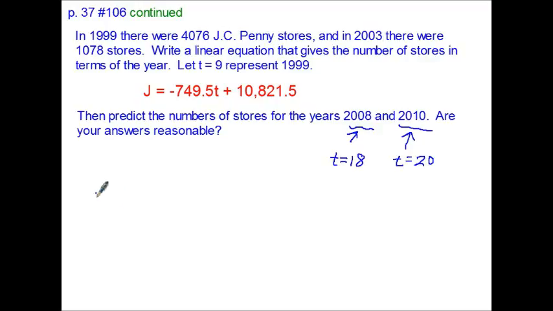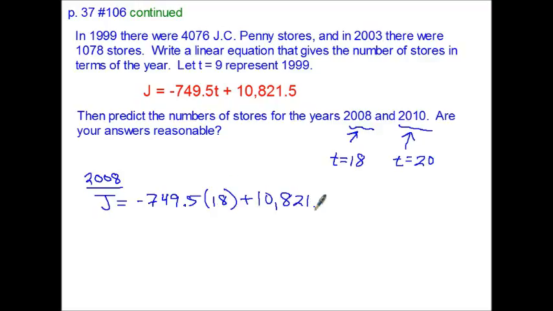Nice easy thing to plug into to make some predictions. Granted, the numbers are a little messy, but the process is pretty straightforward. 749 times t, and I probably should have labeled this as the 2008 prediction. So I went 18 right there, and then we're going to go plus our 10,821.5. And typing that in a handy dandy calculator gives me an answer of negative 2669.5.